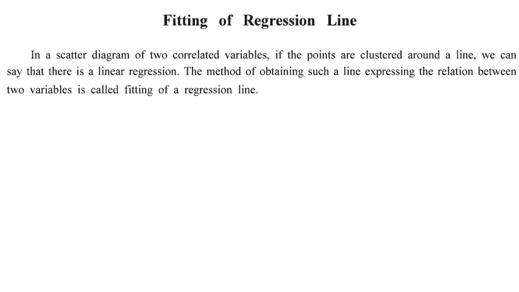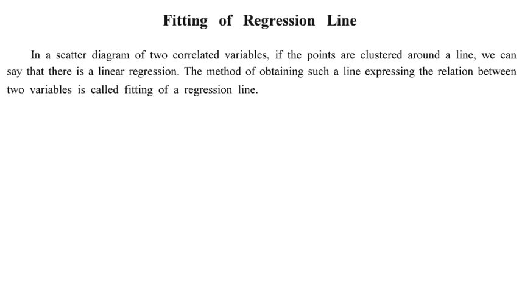Now, regression is explained through a line. Linear regression means the straight line. So when we create a scatter diagram of two correlated variables, and if all the points are on a certain line, or not exactly on a certain line, but they are around a certain line, then we can say that it is a linear regression.